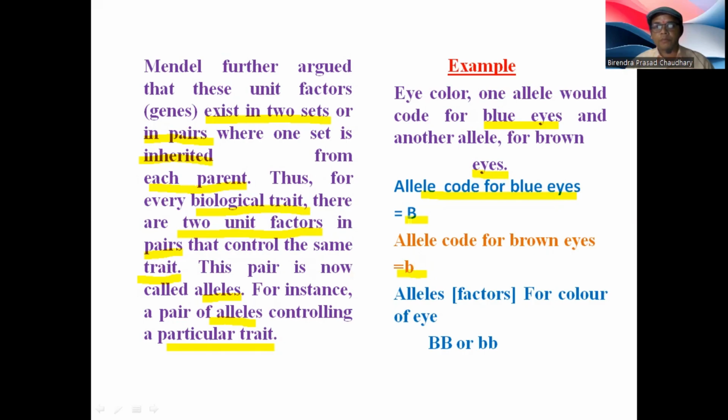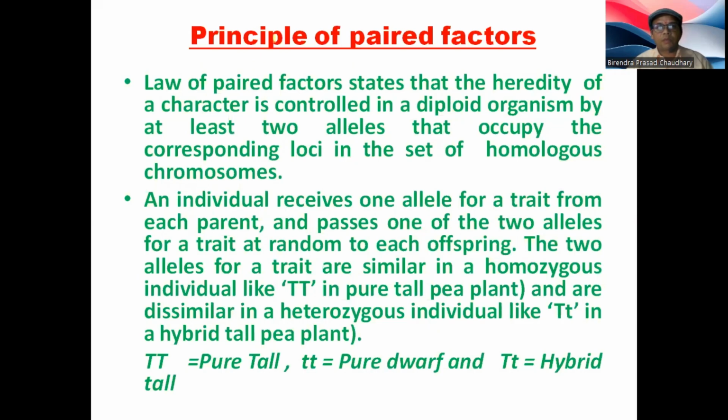So according to this, we have to understand that Mendel focused on the factor, the unit factor. A single allele is called a unit factor, and the alleles should be in a pair, which is known as the set of factors or pair of factors, which are responsible for carrying a single character from one generation to another generation. Next, principle of paired factor.